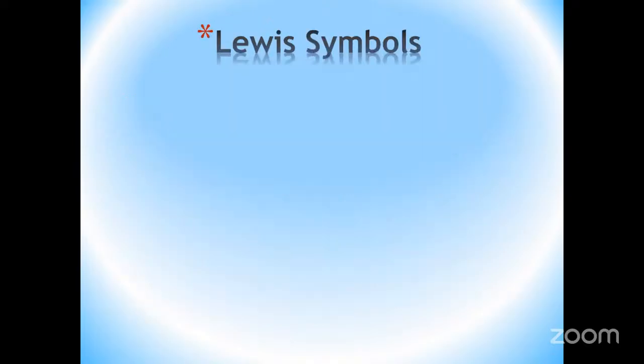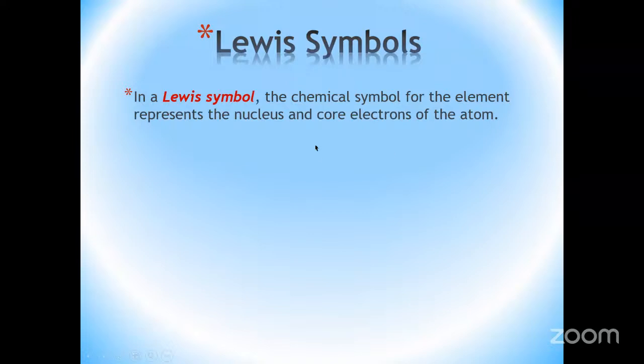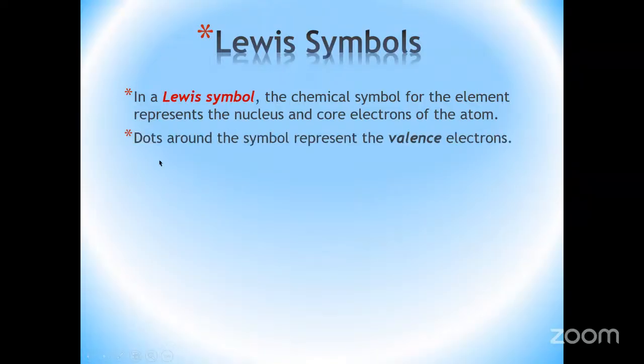Okay, so let's talk about Lewis symbols. Lewis symbols are basically a way of representing an atom, indicating the number of valence electrons. It's a very simple idea. All you do is write down the symbol for the particular element, and then you use dots to represent the valence electrons, right?